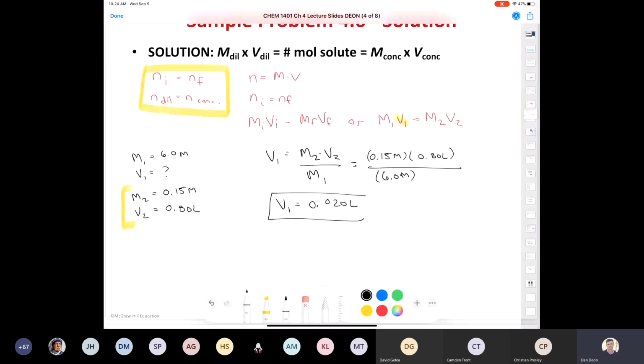liters. Okay, so that would be the volume. If you multiply that by 1,000, you get the number of milliliters, which is 20 milliliters. So what you would do is go to your stock solution, your more concentrated solution, measure out 20 milliliters and dilute it up to 800 milliliters, and there you go. Now you've got 800 milliliters of your 0.15 molar solution.